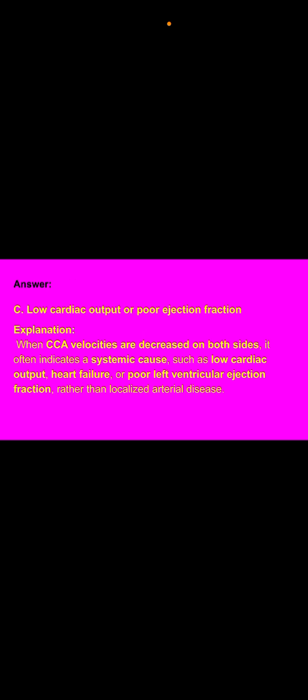Question number 20. Bilaterally diminished velocities in the common carotid arteries are most likely associated with: A. Distal ICA stenosis, B. Bilateral vertebral artery occlusion, C. Low cardiac output or poor ejection fraction, D. Subclavian steal syndrome. Answer is C. Low cardiac output or poor ejection fraction. When CCA velocities are decreased on both sides, it often indicates a systemic cause such as low cardiac output, heart failure, or poor left ventricular ejection fraction rather than localized arterial disease.